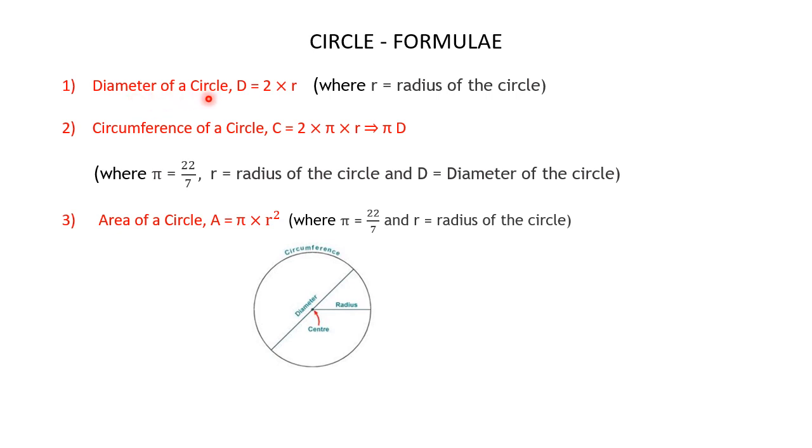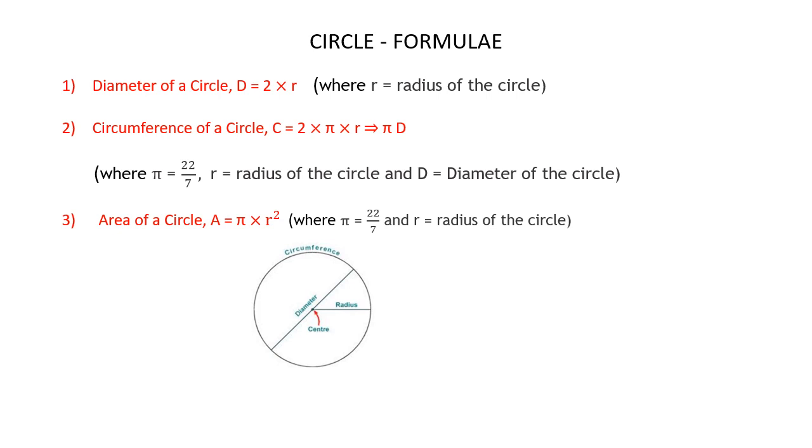Diameter of a circle D is equal to 2r. Now as you can see in this diagram, the distance from the center of the circle to this point on the circumference of the circle is the radius. Similarly, the distance from the center to this point on the circumference of the circle is the radius.